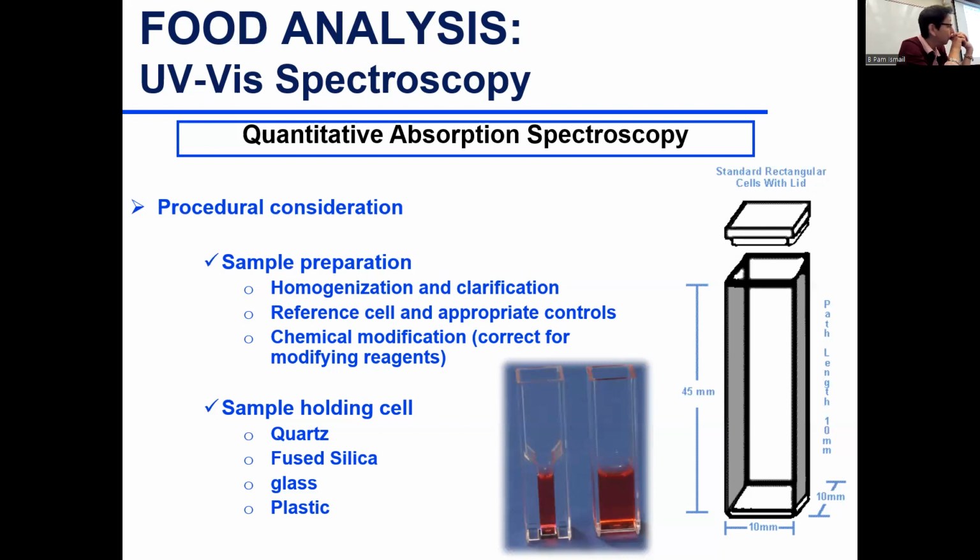We should always have correct blanks, as much as we can, that have components similar to your sample. And also consider the choice of your cuvette, or the holding container. If you're measuring UV absorption, you don't want to use glass or plastic. For UV, quartz is the most expensive option, but you can use that, or pure silicone. For visible light, you can use glass and plastic. So basically, you don't want to use something that absorbs in the same region as your sample.